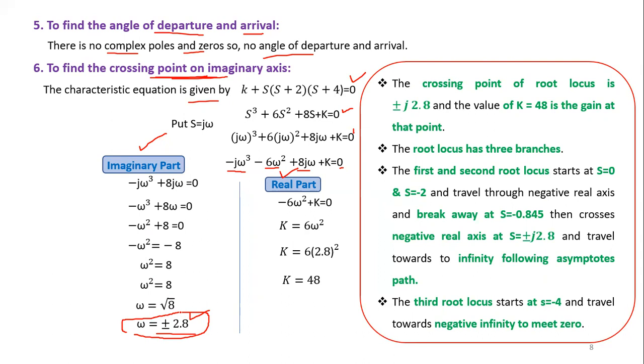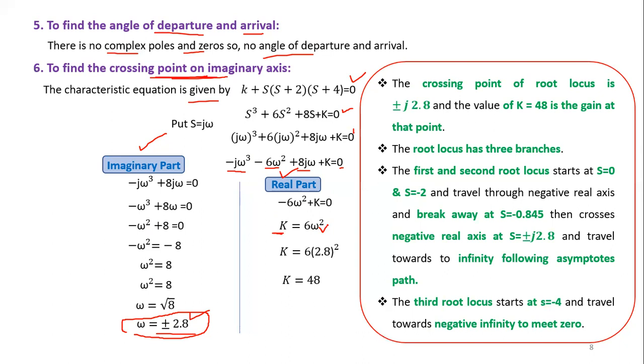Once we know the imaginary axis cutting points, we observe the real part. In the real part, we have minus 6 omega square plus K equals 0. From that, K equals 6 omega square. So K is the system gain, which depends upon the omega value.